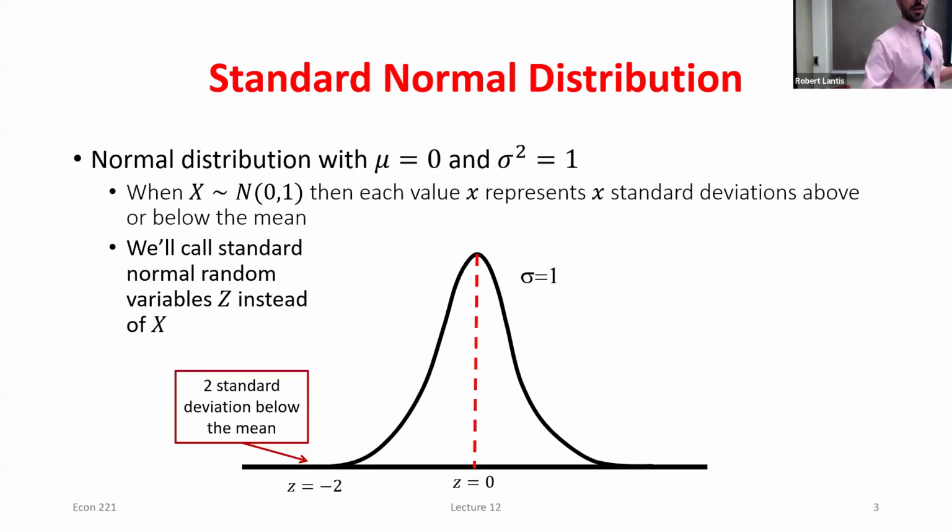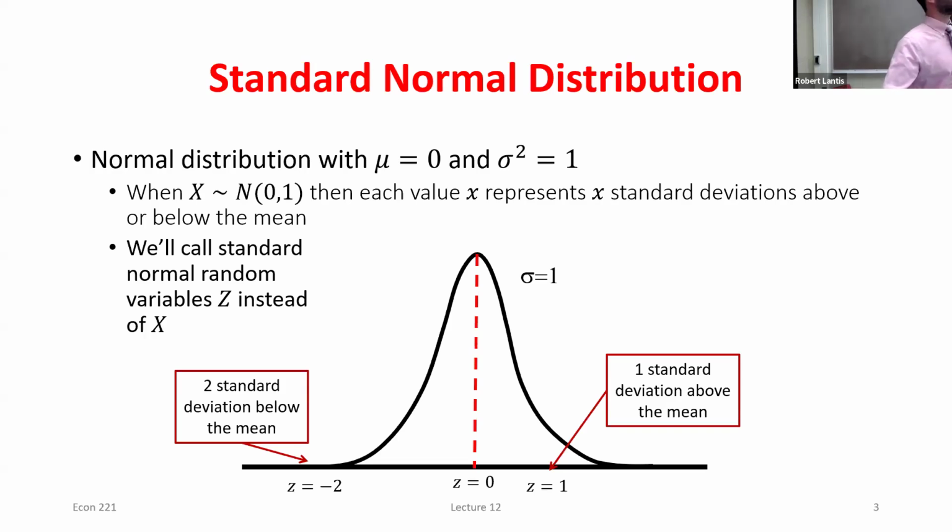Okay? So we can think about things like -2. If I standardize the variable, or turn it into what we call a z-score, and I get -2, that's telling me that value was 2 standard deviations below whatever that variable's mean was. And then if I see +1, it was 1 standard deviation above. Okay.